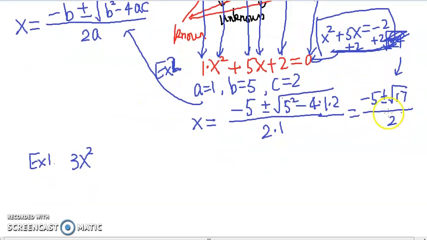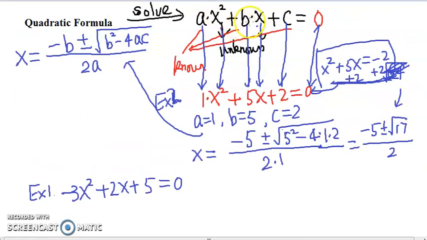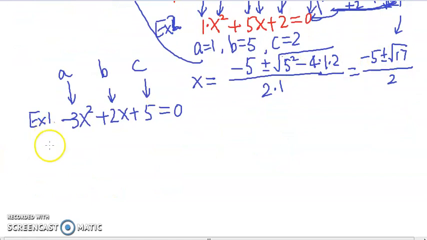So now let's look at example 1. Suppose we have negative 3x squared plus 2x plus 5 equals 0. So first of all, it's already in the format we need. Ax squared plus bx plus c equals 0. The right side is 0. So that tells us this number is a, this number is b, and this number is c. So we can plug everything into the formula.